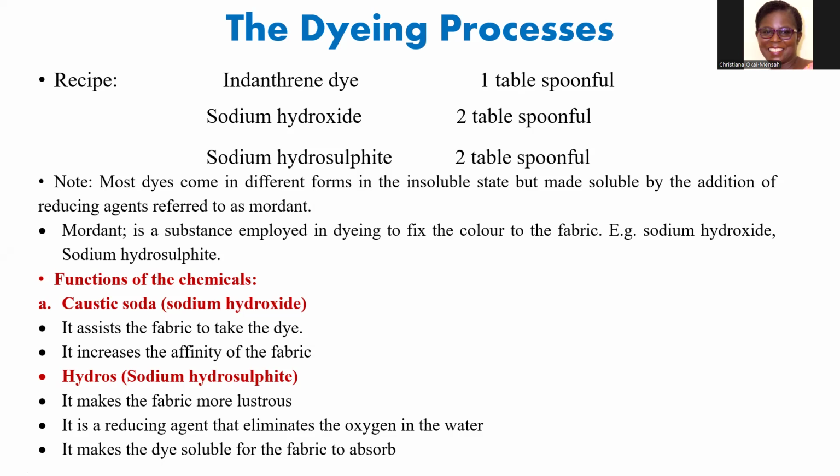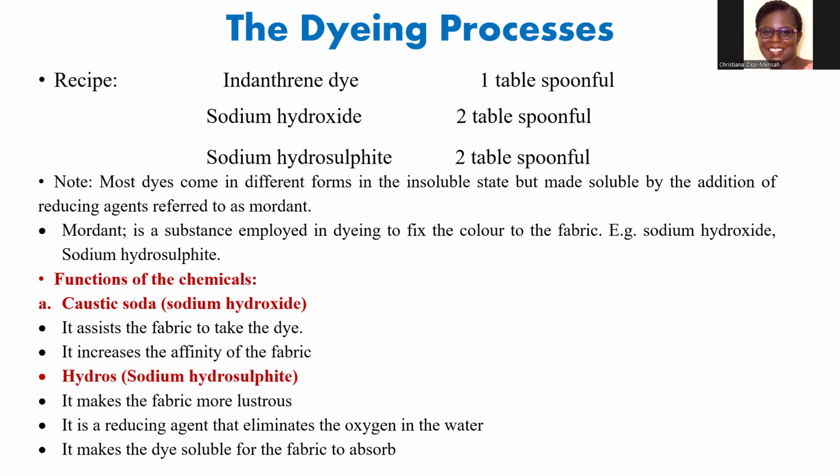Okay, so these are the chemicals, the sodium hydroxide and the sodium hydrosulfide, and they play an important role in the dyeing process. Let's look at them. Note, most dyes come in different forms in the insoluble state, but made soluble by the addition of the reducing agent referred to as the mordant. So what is a mordant? It's a substance employed in dyeing to fix the color to the fabric.